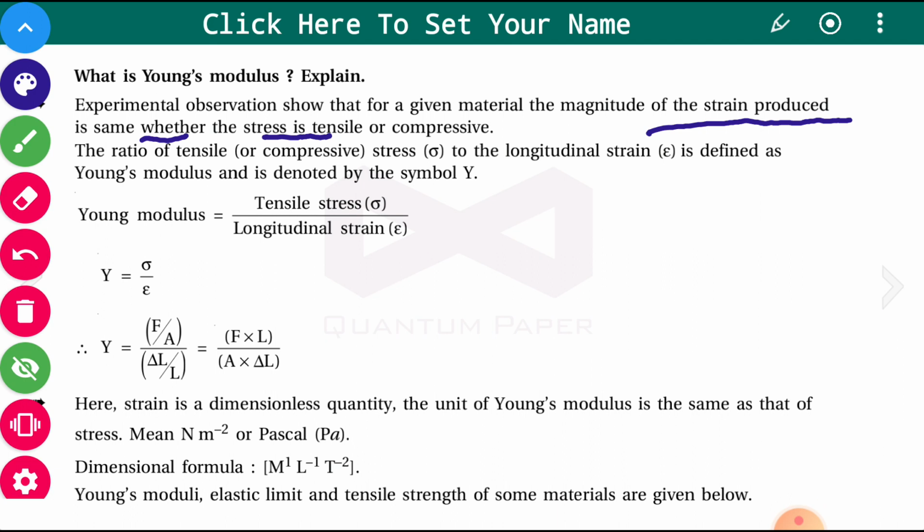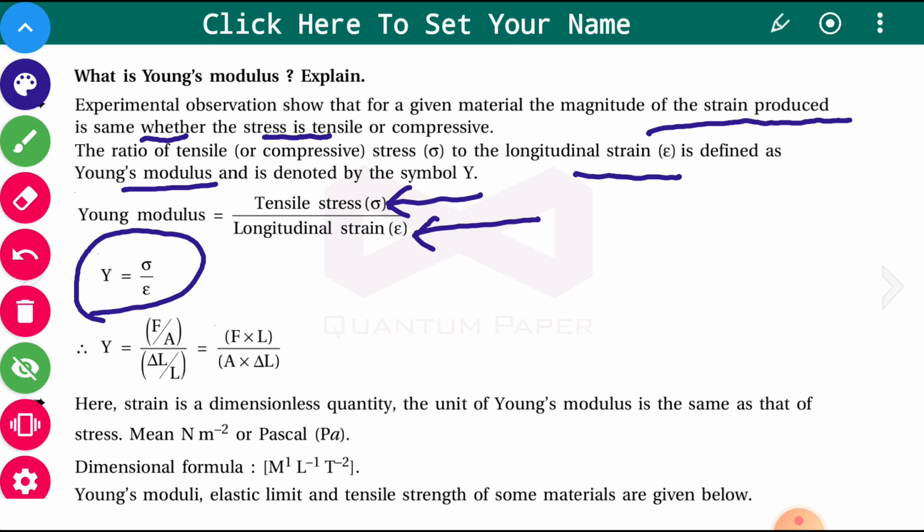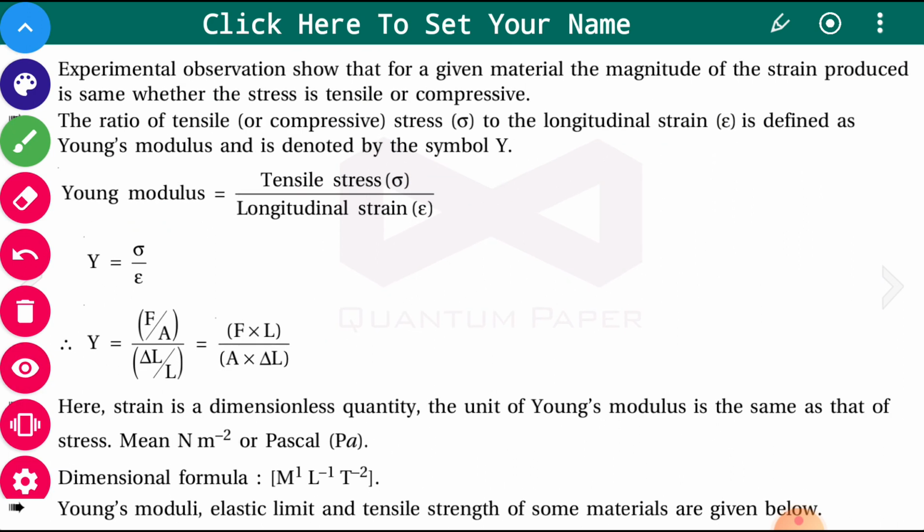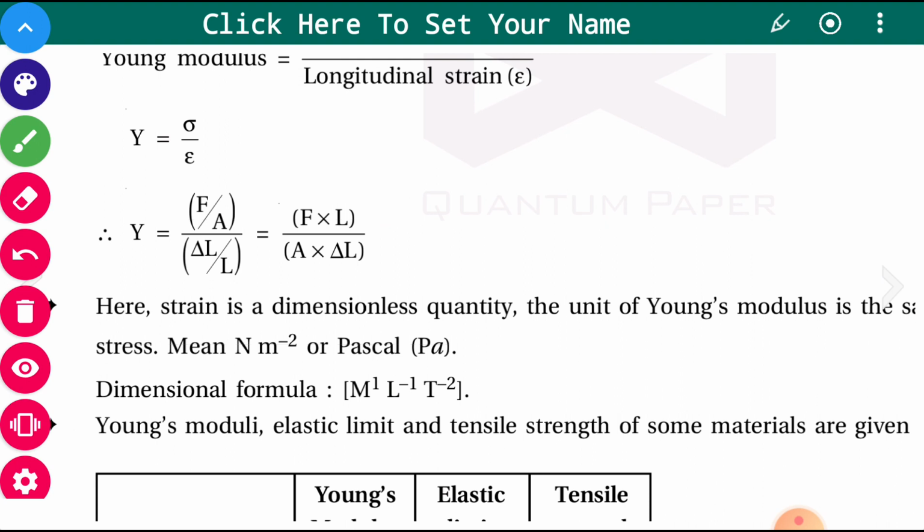Now the ratio of tensile stress to the longitudinal strain, because if there is an increase in the length, then it is a tensile stress. So tensile stress upon longitudinal strain, this ratio is defined as Young's modulus denoted by Y. So Y is equal to sigma upon epsilon. Sigma is force upon area, and longitudinal strain is change in length upon original length, so it is delta L upon L. So F upon A upon delta L upon L. If you simplify, then you will get F into L upon A into delta L.